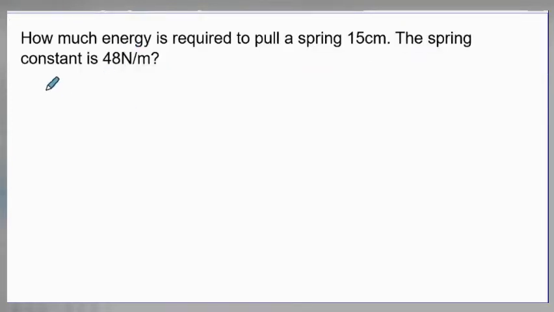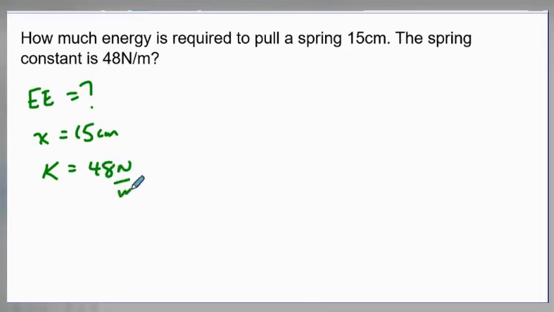How much energy, okay, so that's going to be elastic energy, is used to pull a spring 15 centimeters? So that's our x, 15 centimeters, and the spring constant k is 48 newtons per meter. Once again, we have to recognize that this needs to be in meters, so make sure you convert it into meters every time.